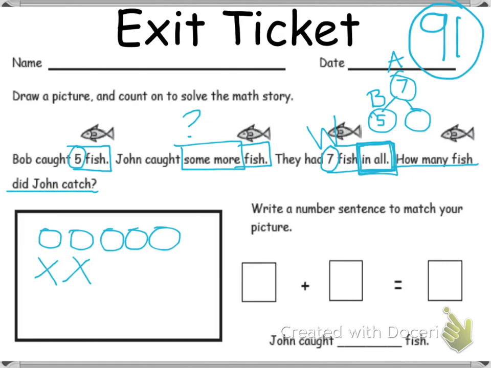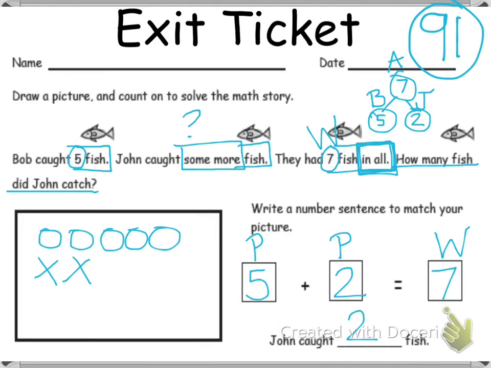So, how many was it? 1, 2. So this is how many John had. John had 2. So remember, it's your part plus your other part equals your whole. So you know it was 5 plus that mystery, which was 2, equals 7. So 5 plus 2 equals 7. So John caught 2 fish. Remember, the mystery goes in the blank for the statement.